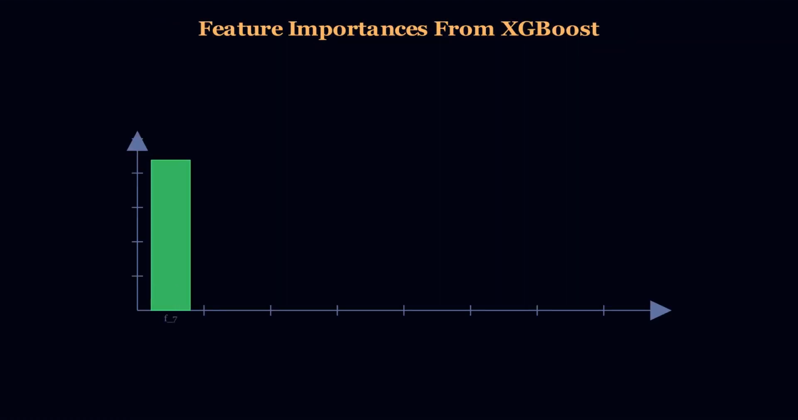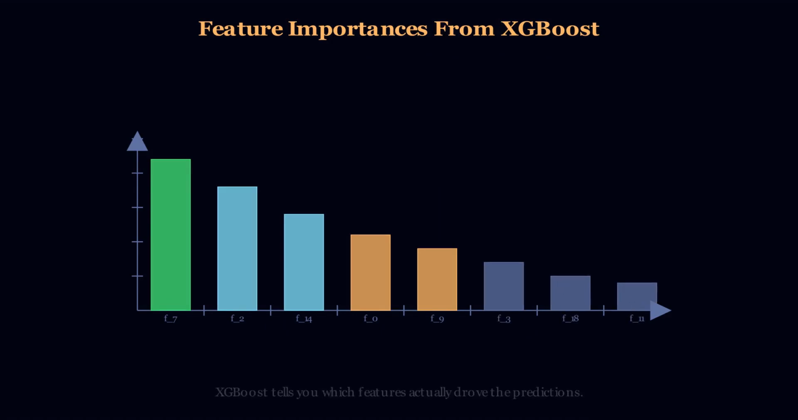XGBoost also tells you which features drove the predictions. feature_importances_ is available immediately after fit, no extra steps. It ranks features by total gain contributed across all trees. This is the same output we'll use in the feature selection episode.